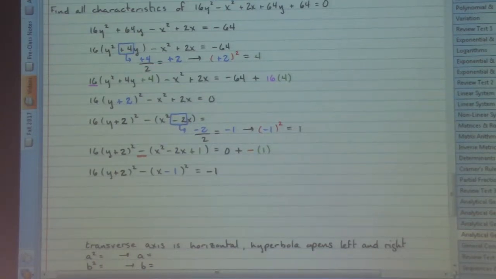Now this is problematic because we do not want a negative 1, we want a positive 1. So we're going to have to tinker with this even more than just the completing the square. We're going to have to divide everything by negative 1. Or we could also say multiply everything by negative 1. What that will create for us is a negative 16 parentheses y plus 2 parentheses squared plus parentheses x minus 1 parentheses squared equals positive 1. So now we've got the positive 1.